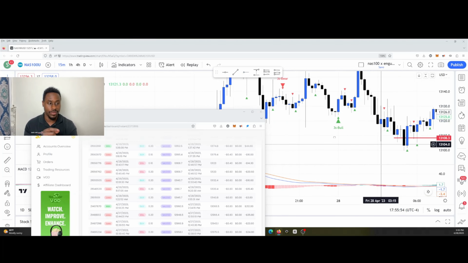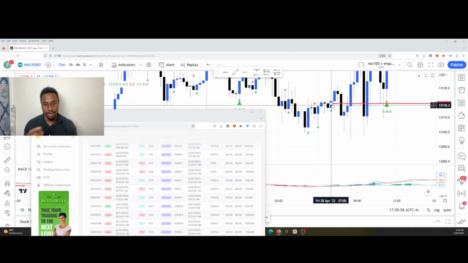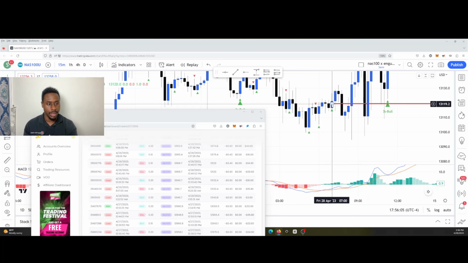So on the 8:15 candle, a bullish engulfing again, I entered to the sell side. Let's see what I was seeing here. So I entered to the sell side, 8:15.